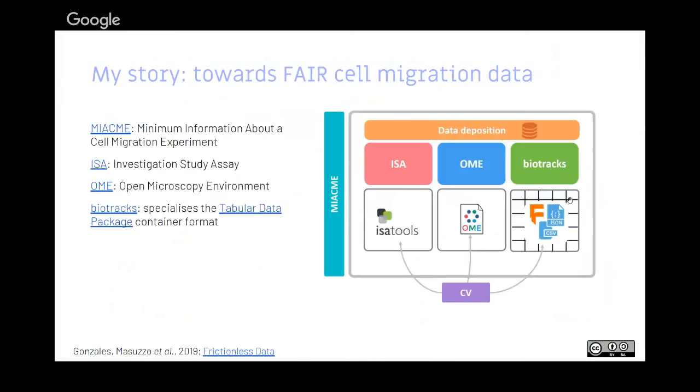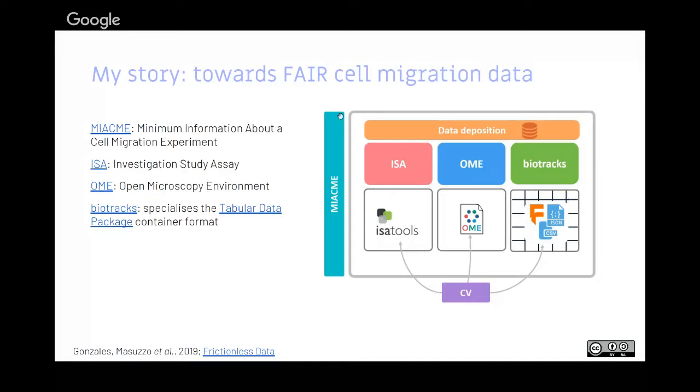So what we did, and that's really my story, towards FAIR cell migration data, we developed, we're still developing, a series of community standards for cell migration data to get a bit closer to FAIR. Bear in mind, I'm not talking about open. Whenever possible, open is good. Sometimes this data come from patient studies and so on and so forth. So restricted access is also very possible.